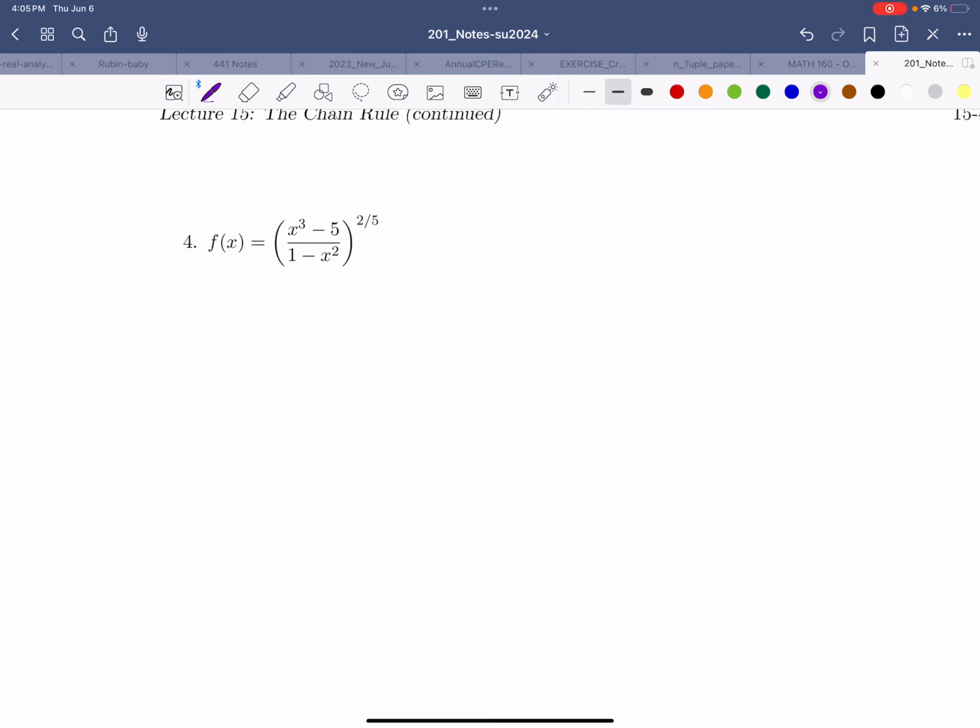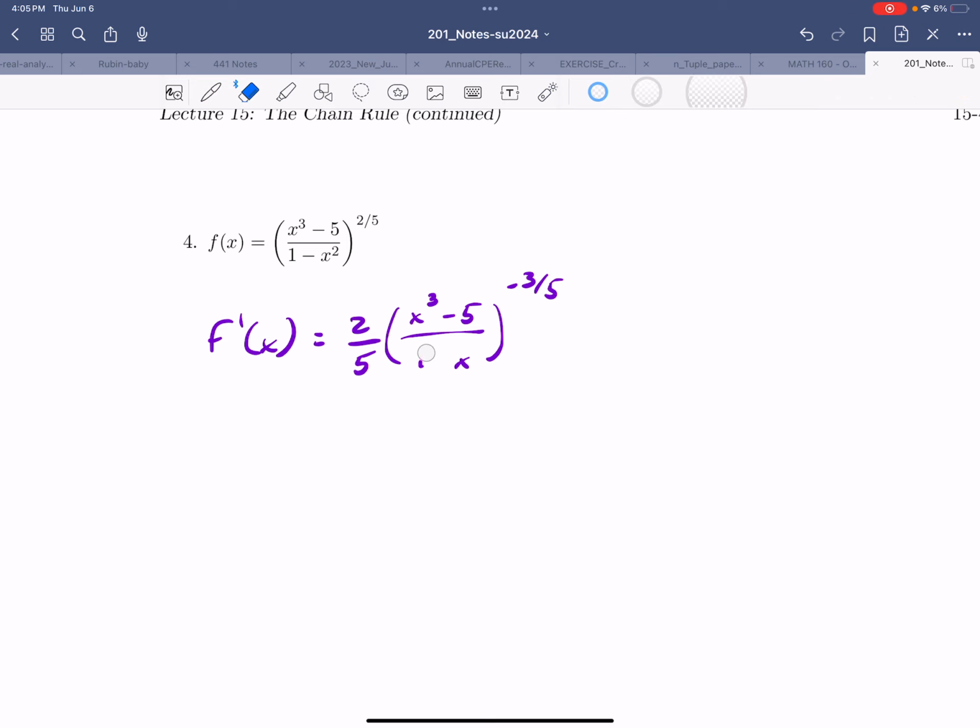Well, the only thing worse than a chain rule within a product rule is a quotient rule within a chain rule. It's okay. We can do anything if we try. What's the outermost function? That's right. It's x to the 2/5. So take the derivative of that. Leave the inside the same. Okay? Leave that inside the same.